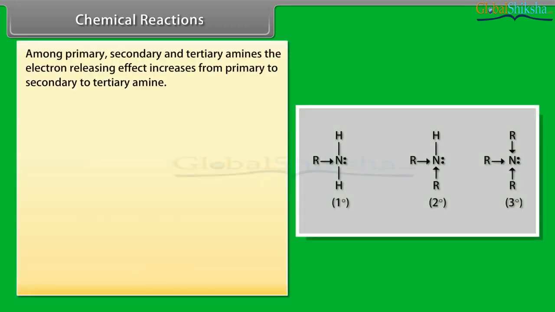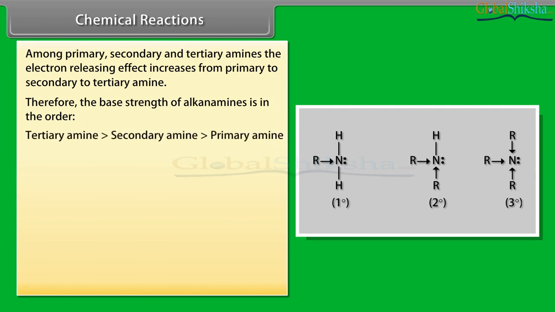Among primary, secondary and tertiary amines, the electron-releasing effect increases from primary to secondary to tertiary amine. Therefore, the base strength of alkanamines is in the order tertiary amine, followed by secondary amine, followed by primary amine. This order of basic character of alkanamines is true in the gas phase.